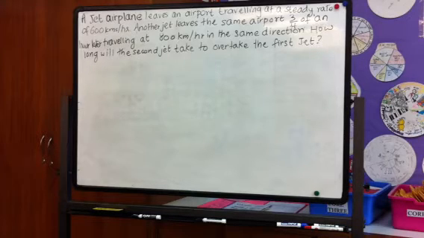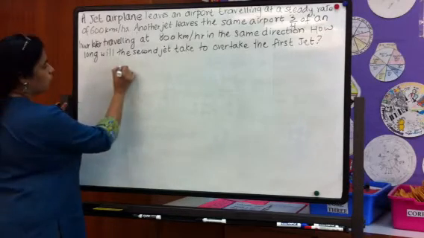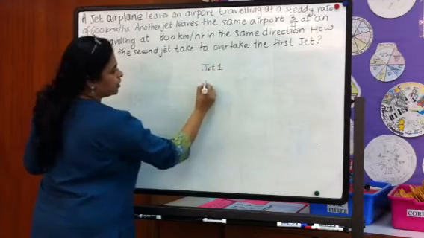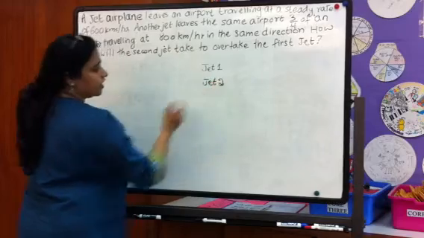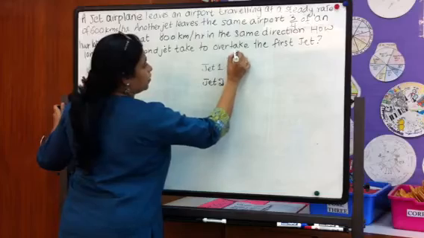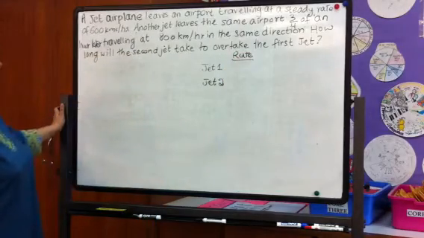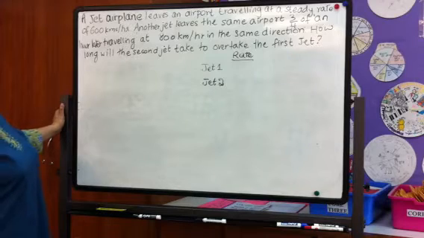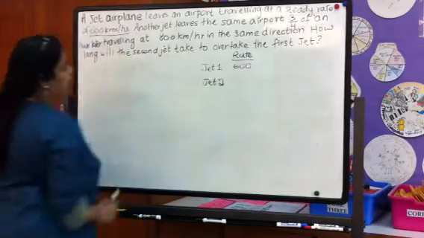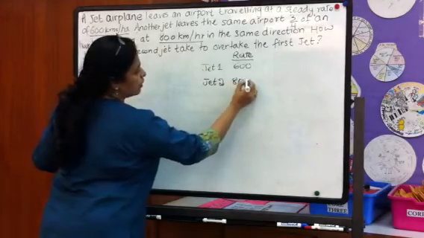So now let's look at the information really clearly in a table. So you have jet 1 and you have jet 2, which is the second jet. What is the rate at which the jets are traveling? That information is pretty easy to find. We know that the first jet is traveling at 600 kilometers per hour and jet 2 is traveling at 800 kilometers per hour.